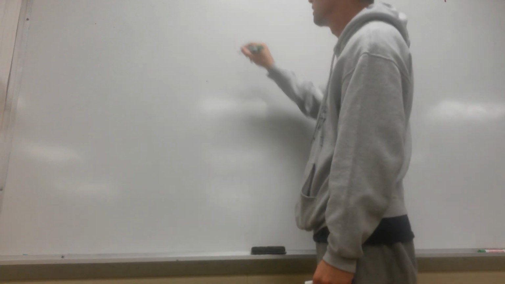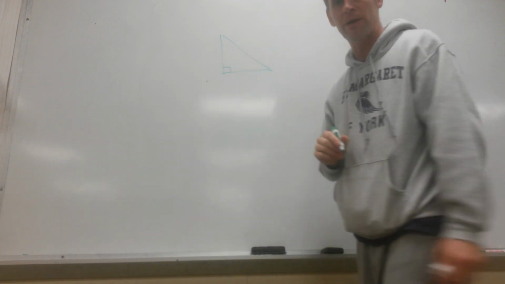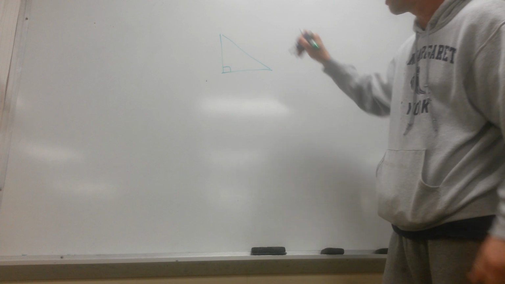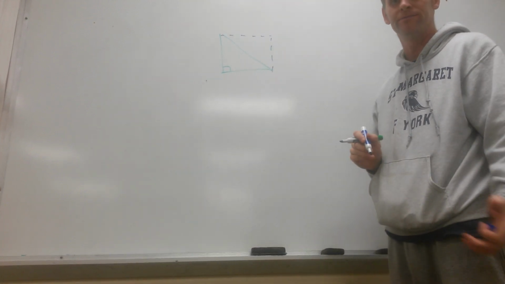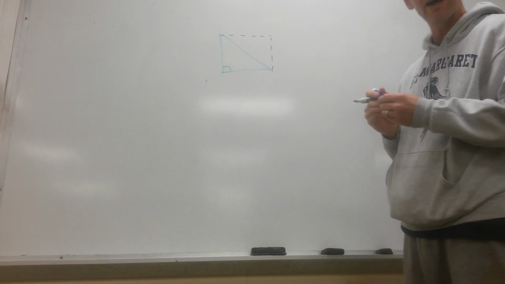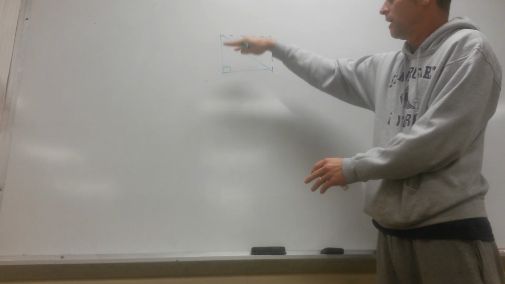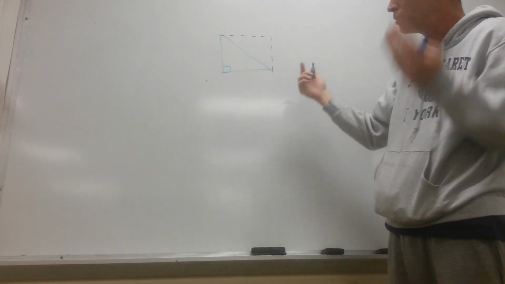Let's do a triangle. All right, now a triangle, if you really think about it, what I always like to say is a triangle ain't nothing but half a rectangle. So really, to find the area, how much space the triangle takes up, it would be how much space the pretend rectangle takes up divided by 2.